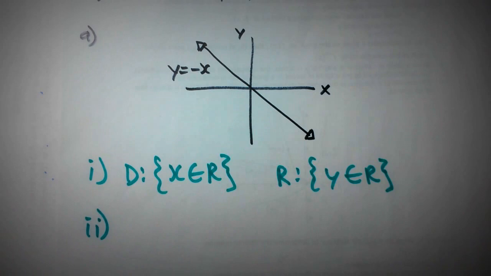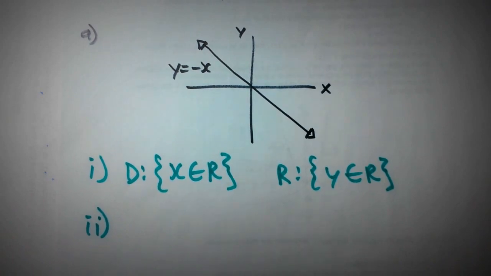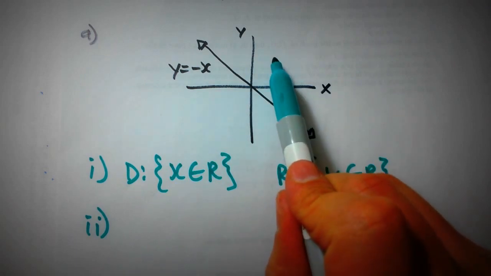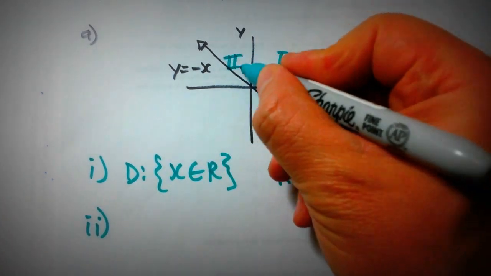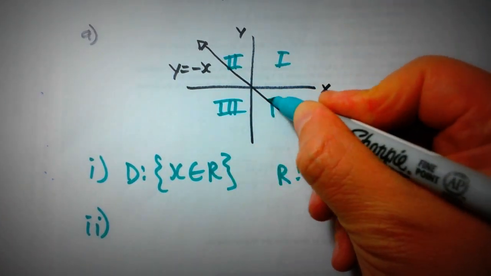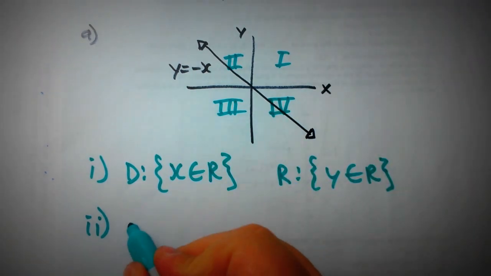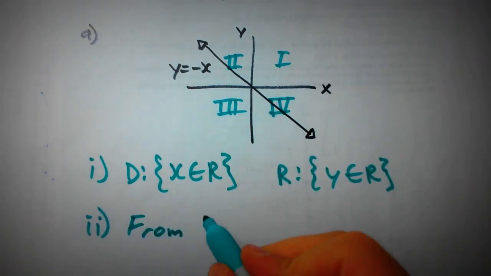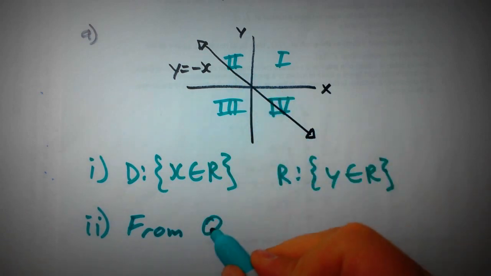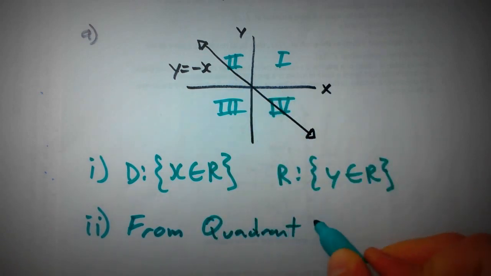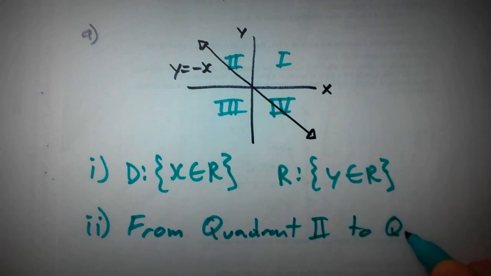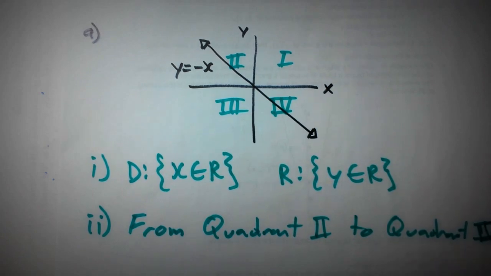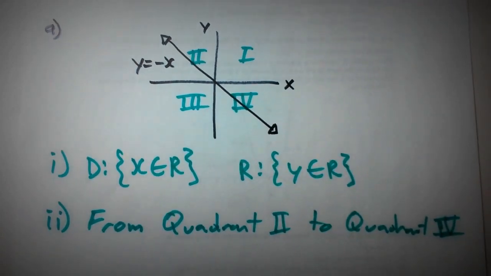Now describe the end behavior, as we said before. I'm going to have the quadrants here as a reference. Basically this is quadrant 1, 2, 3, and 4. So we can say that the function is moving from quadrant 2 to quadrant 4.